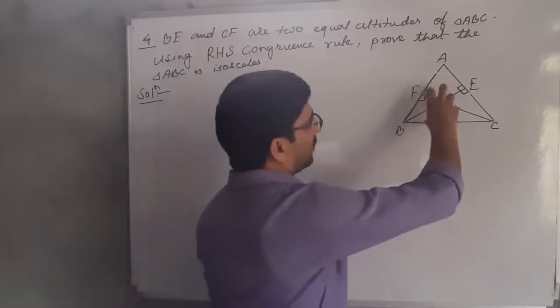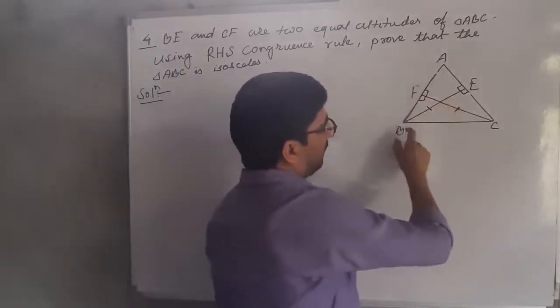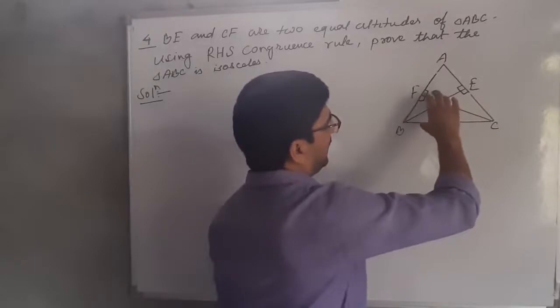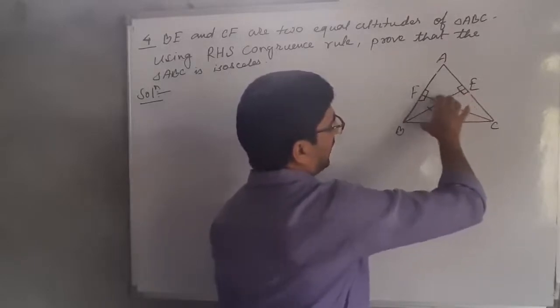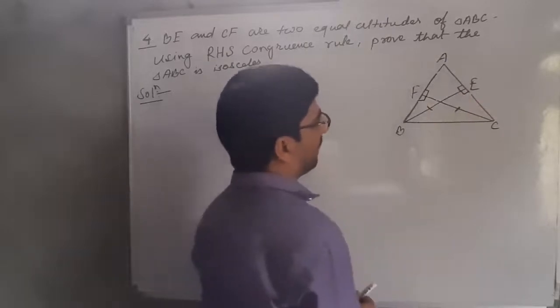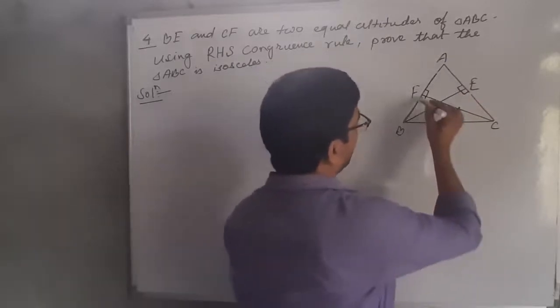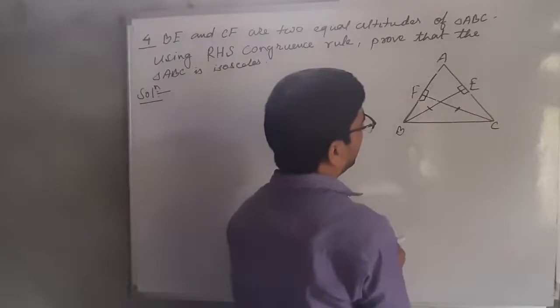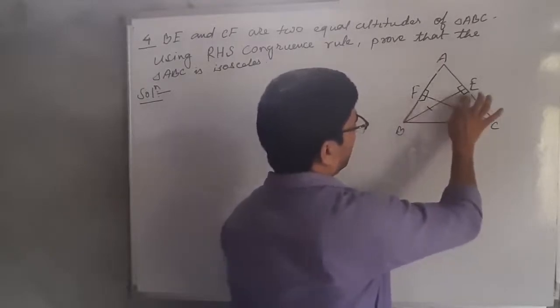We'll have to take two different triangles now here, BCF and BCE. That is, BC is this triangle and BCF is this. So from triangle BCE and BCF we can prove, check. This angle and this angle are 90 degrees.